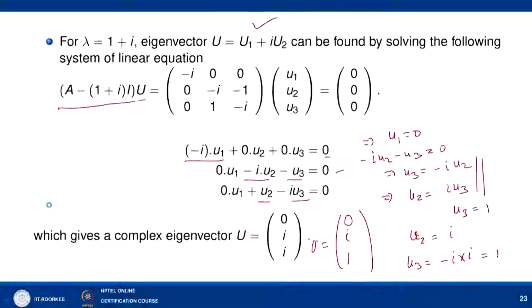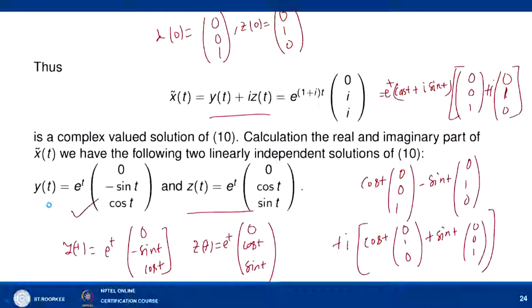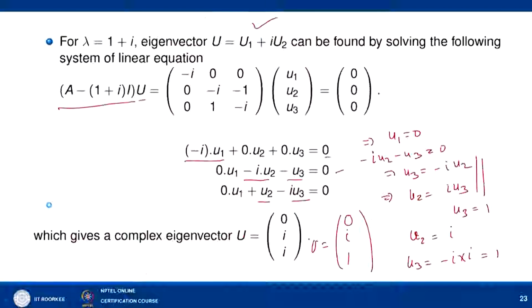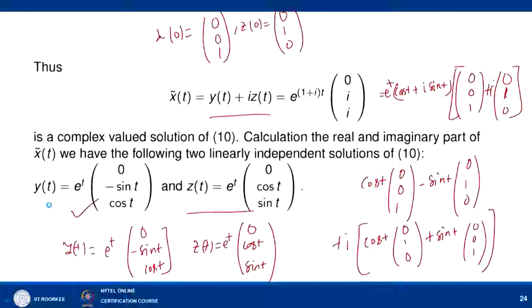And if you look here, we have not solved for lambda equal to 1 minus i, because if you solve for lambda equal to 1 minus i, you will also get the same real and imaginary parts. So, in the case of complex roots, we take one root from the pair, say lambda equal to 1 plus i, and with this we find the complex solution, and then we can find two real solutions given by y(t) and z(t). So, now we have three linearly independent solutions given to us.